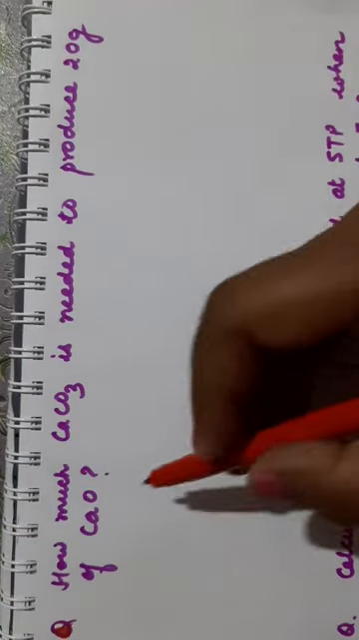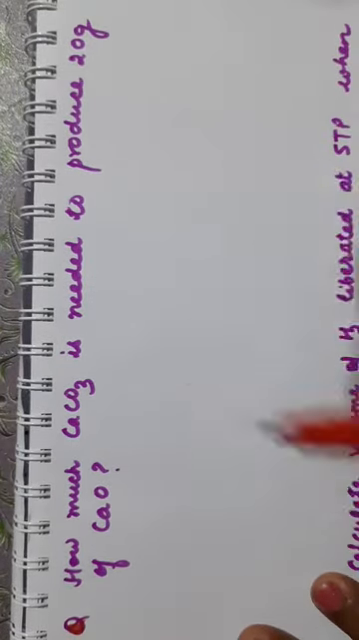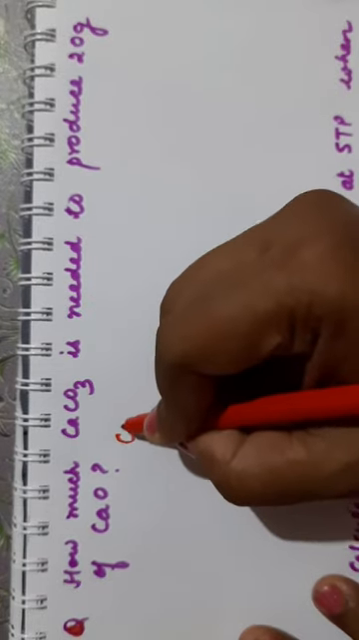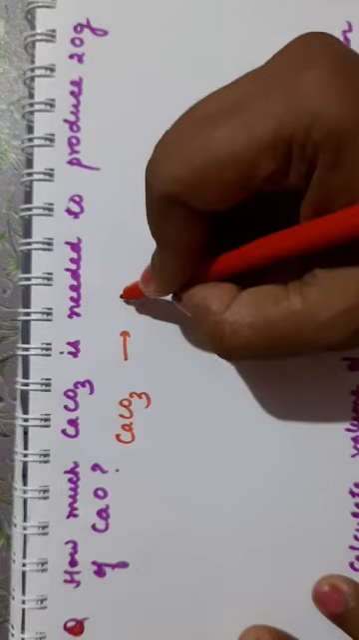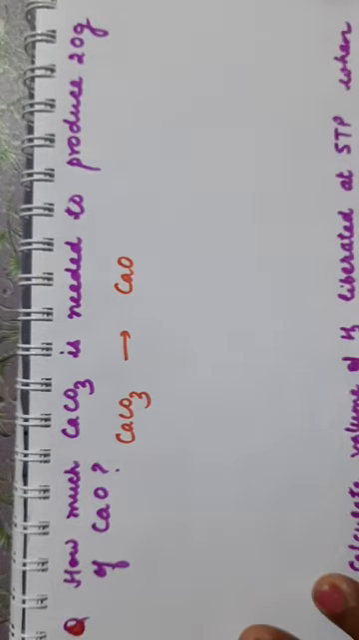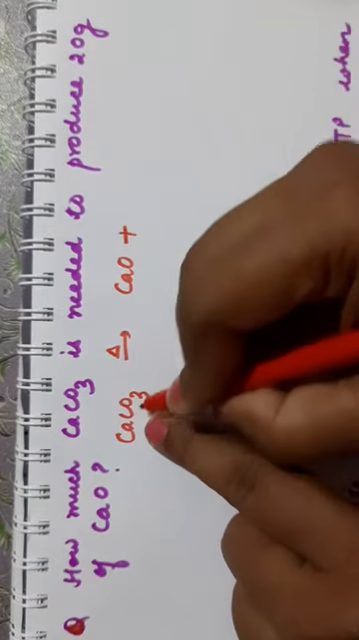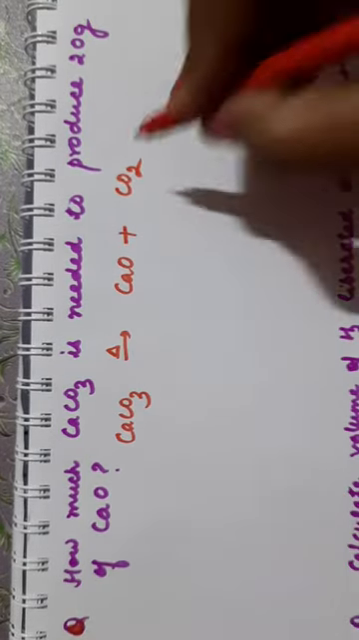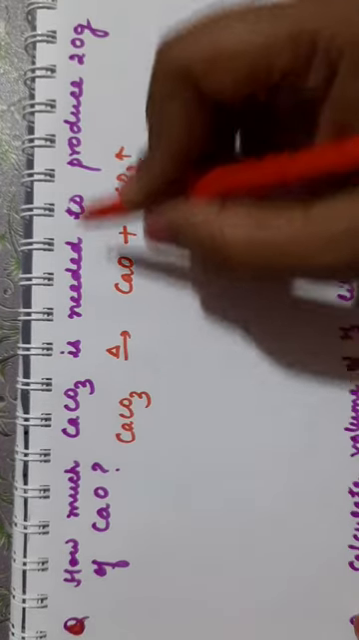How much calcium carbonate is needed to produce 20 gram of calcium oxide? See, first we will write the equation. Calcium carbonate is needed to produce 20 gram of calcium oxide. That means one of the products formed is calcium oxide. Now when it is heated, it will form calcium oxide plus what is left, carbon dioxide will be released. Clear?